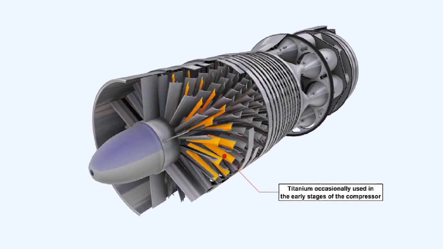Titanium is occasionally used in some engines for the manufacture of the vanes in the early stages of the compressor, but it is not suitable for the production of the smaller vanes further into the engine, where the high temperatures of compression can adversely affect it.